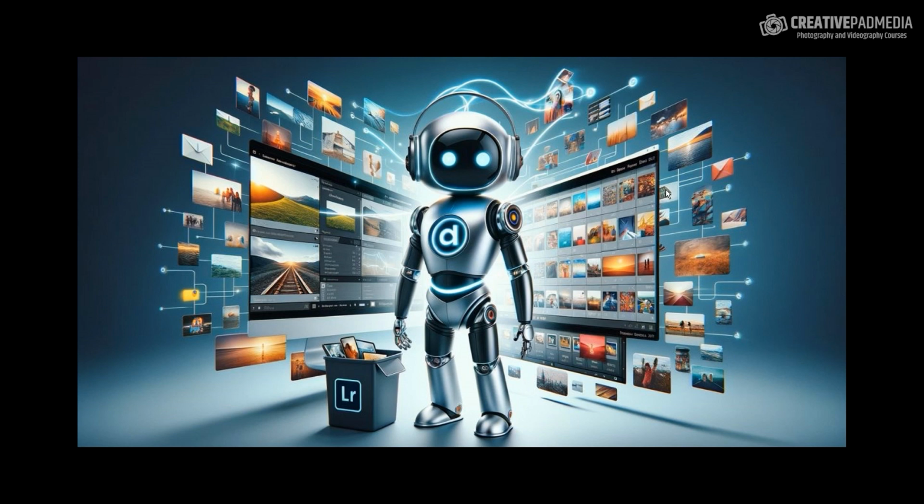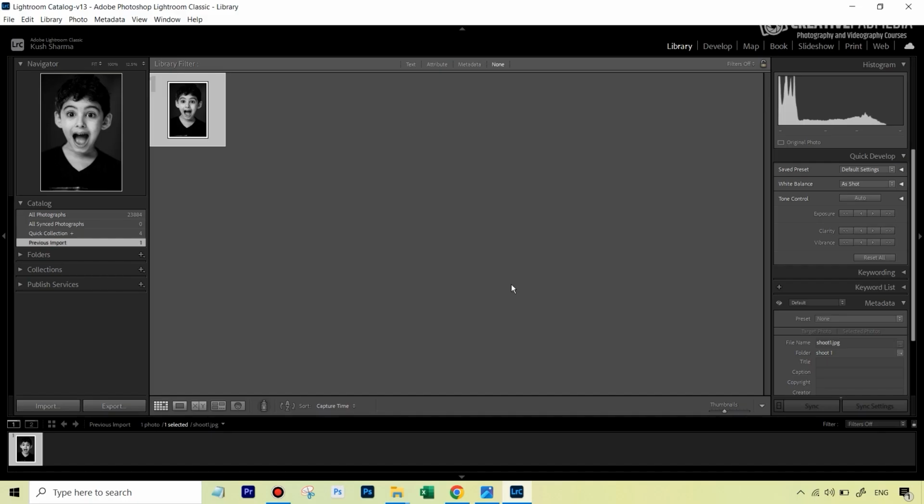Now let's also see what happens if you do move around a file in the actual location. All right, so we just imported this image, so it's showing in the catalog section. It's going to show under previous import. So you can see it's showing here. Now let's go back to the external hard drive where this is stored, and let's just move it around a bit and let's see what happens here.